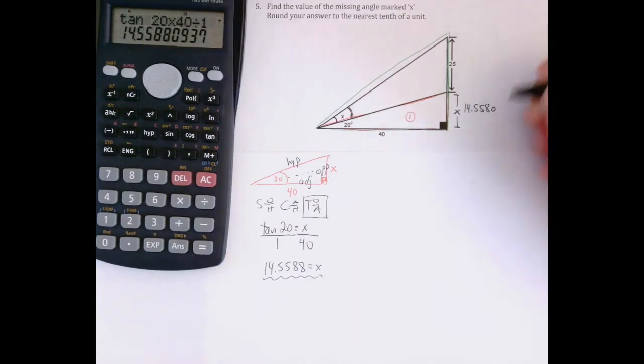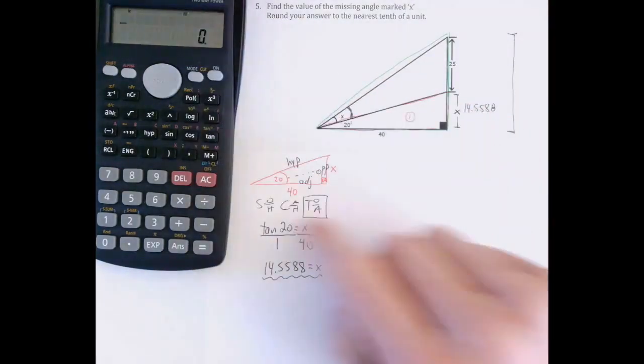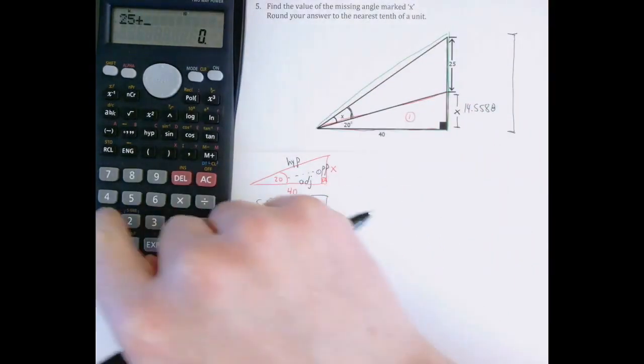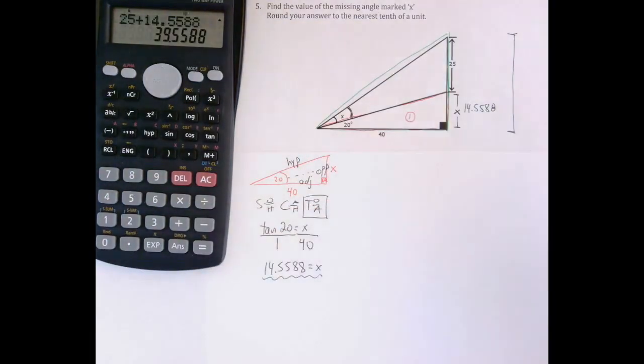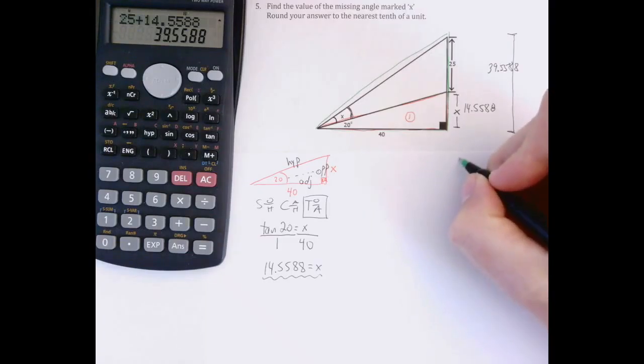So this measurement, 14.5588, I can fill in right here. And that means that this whole side of the green triangle, top to bottom, is 25 plus 14.5588. So 25 plus 14.5588 is 39.5588. So this whole thing here, 39.5588. And I'm going to use that, and I'll draw this one in green. I'll use that in this large triangle here.